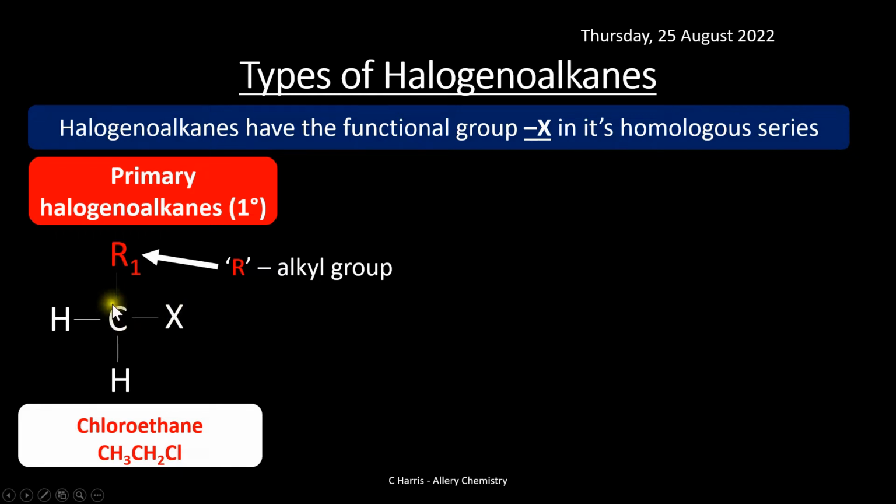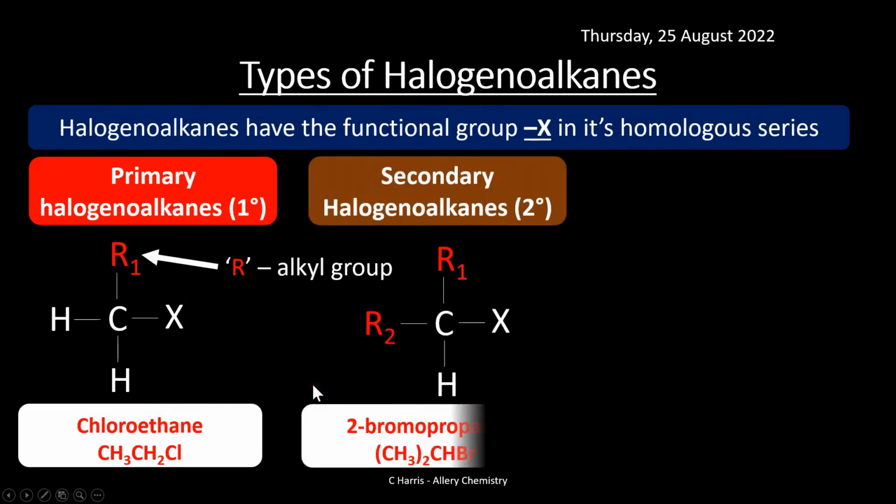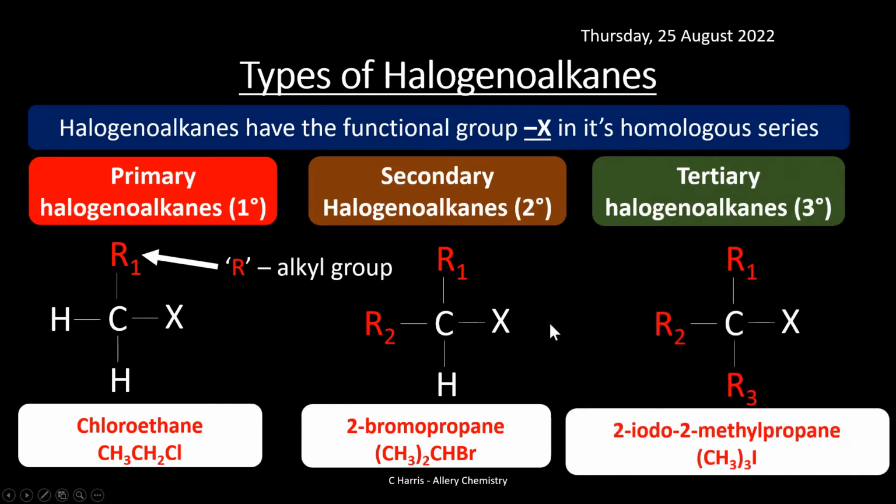It's how many other carbons this is attached to. If it's attached to one other carbon, which is this, then it's a primary. So that will be chloroethane. Secondaries, you've got the halogen, which is attached to a carbon. And if that is attached to two other carbons, for example there, then it's a secondary halogenoalkane. And tertiaries, as you probably might guess, is a halogen bonded to a carbon, and that's bonded to three other carbons, and that class is a tertiary.